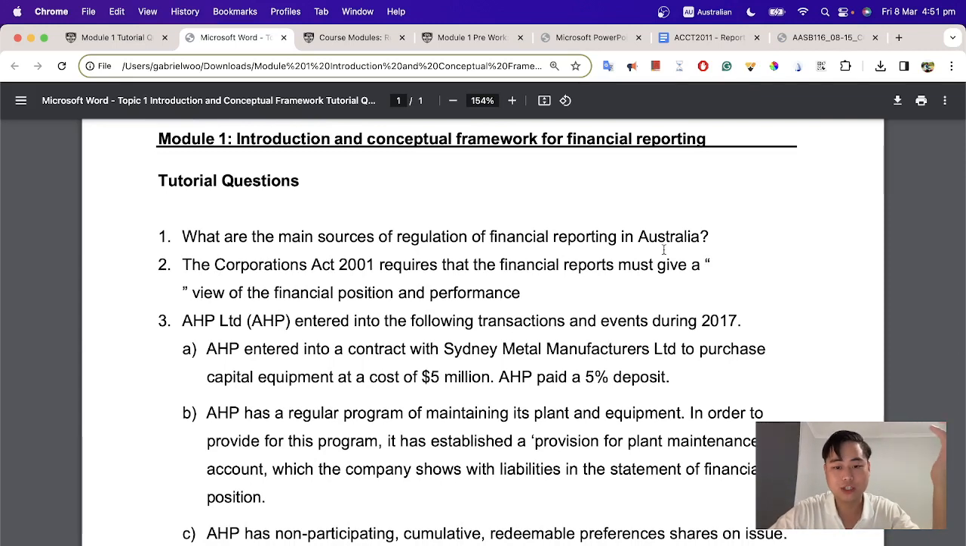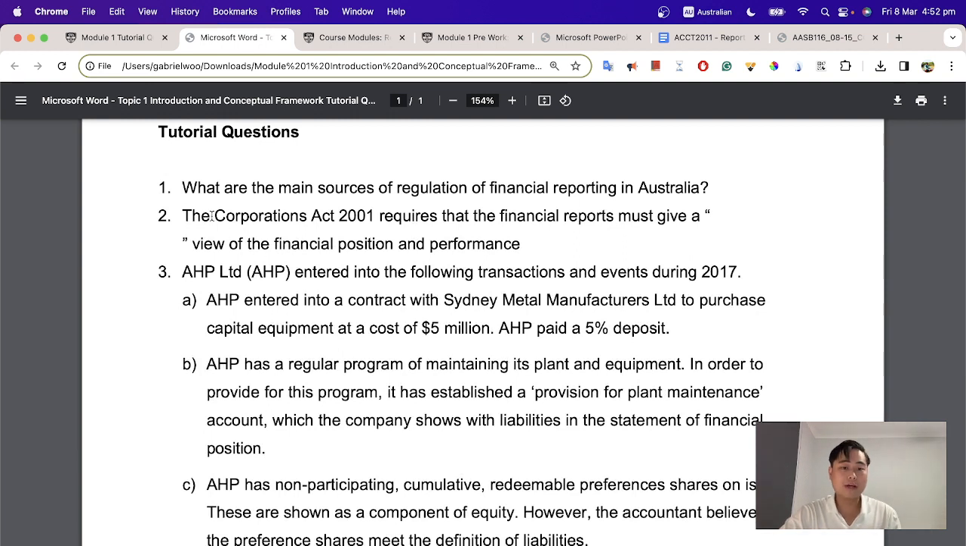What are the main sources and regulations of financial reporting in Australia? There are a few. The Corporations Act of 2001 and subsequent related acts for the entity. We have the AASB, the Australian Accounting Standards Board, and the Australian Accounting Standards as a result of the board's instructions. We have listing requirements. We also have international requirements. These are the main sources of regulation for financial reporting in Australia. The Corporations Act of 2001 requires that financial reports must give a true and fair view of financial position and performance.